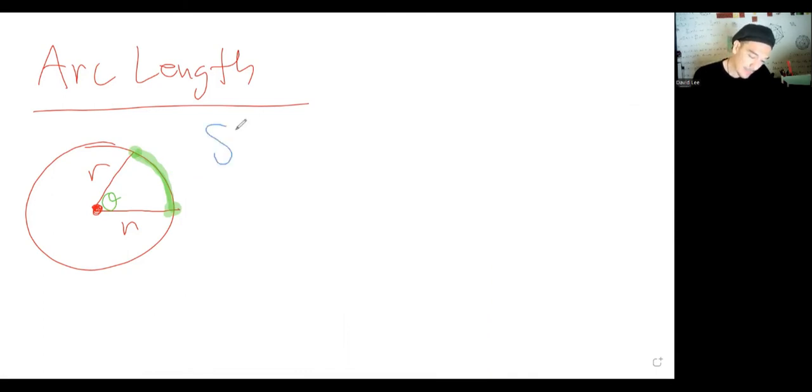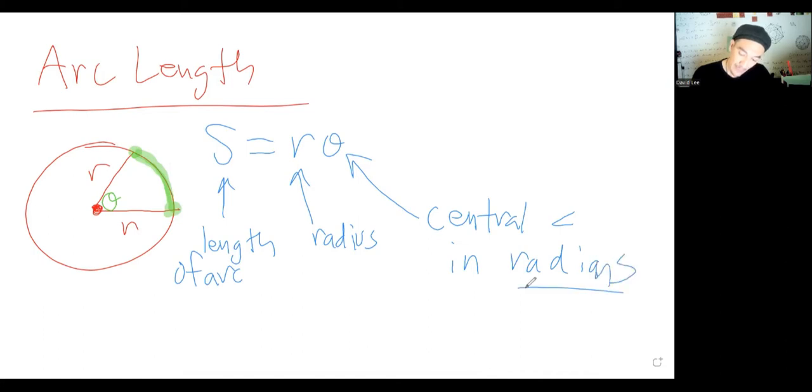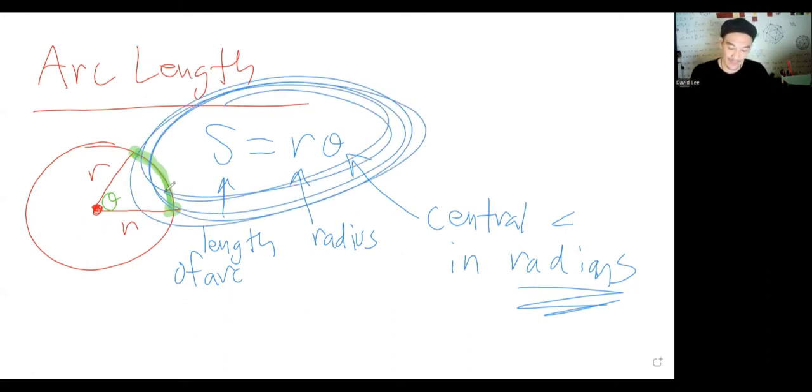In the textbook, they write S equals R theta, where S is the length of the arc. R is the radius of the circle. And theta is your central angle, but it must be in radians. So let's do some examples where I give you a picture and then you have to give me the arc length of the arc that's given using this cute little formula.